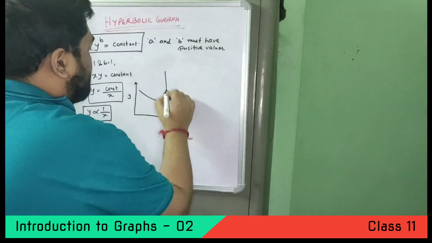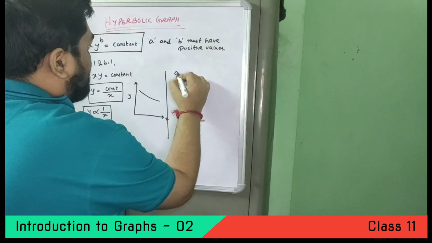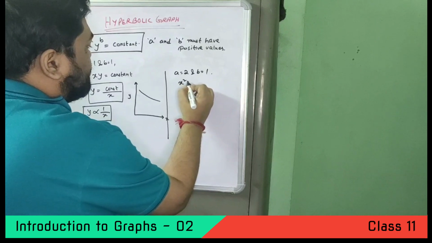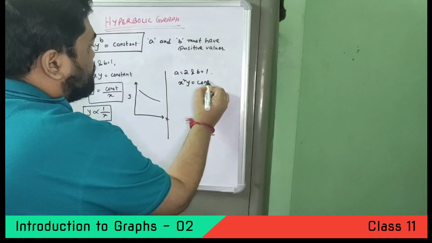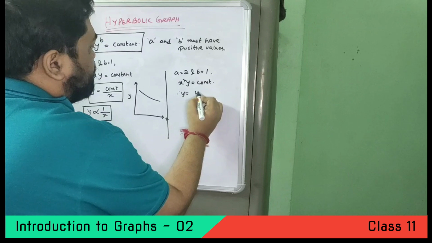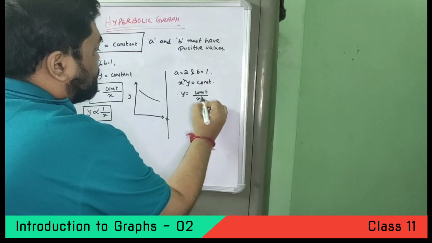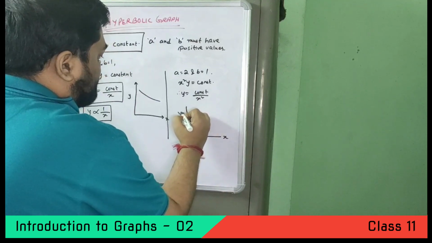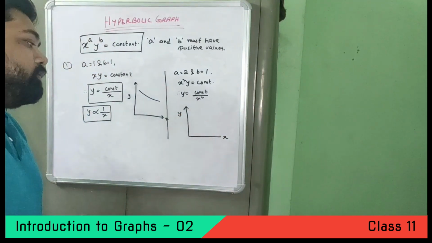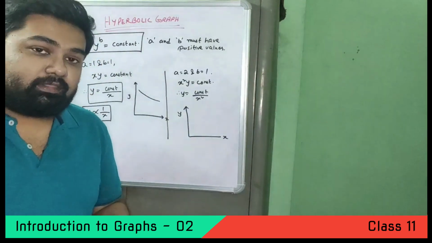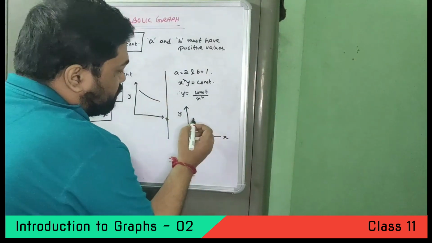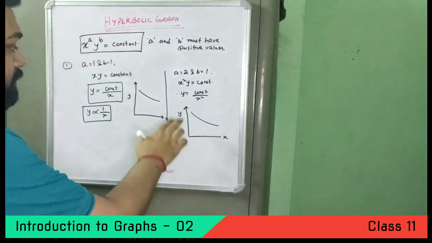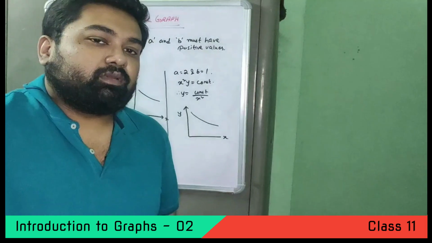Now if I consider a equals 2 and b equals 1, we will get x squared y equals constant, and y will become constant by x squared. In this case, this is x and this is y. What will be the nature of this curve? This curve will be almost the same, but it will have a steeper value. That means it will be more steep, right?